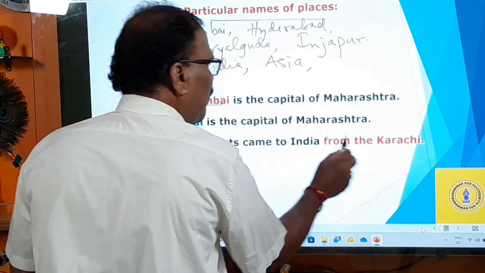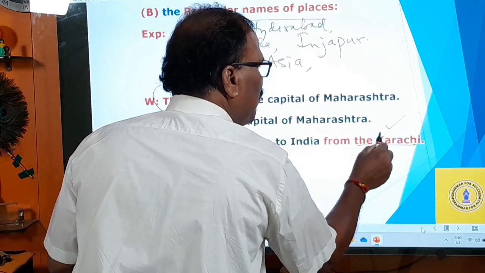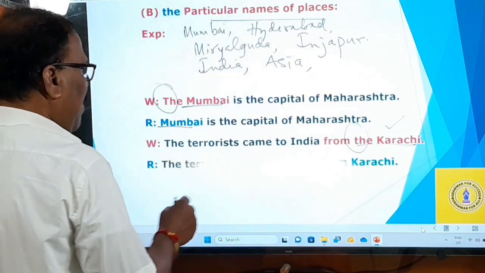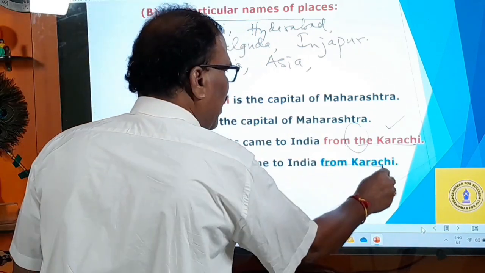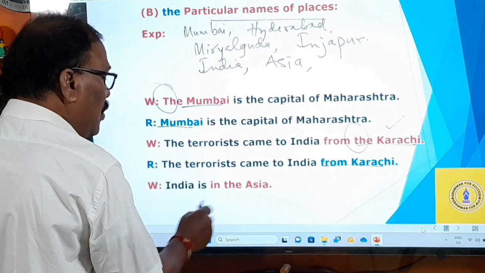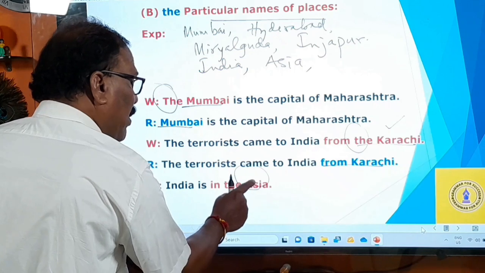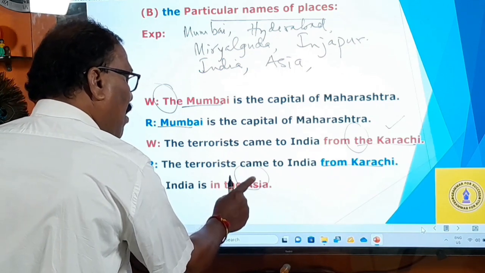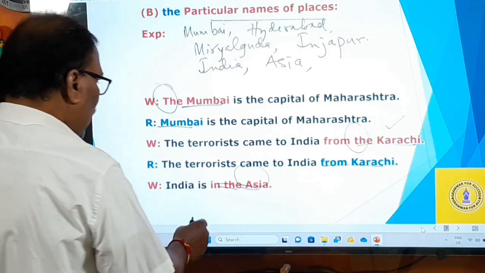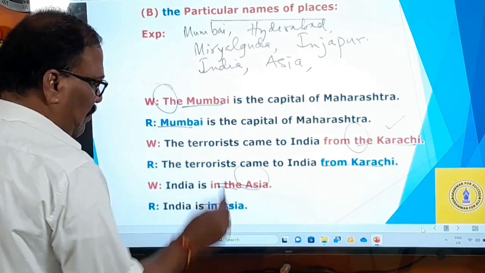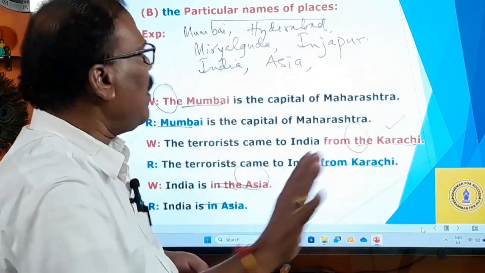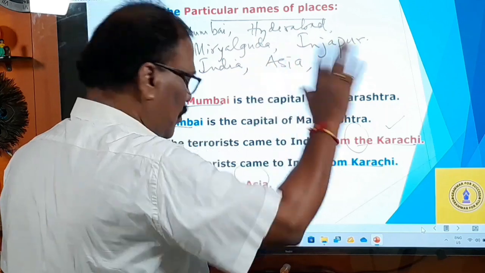The terrorists came to India from the Karachi. Karachi is a proper noun, a proper name. So therefore, we should not use any article before that. The terrorists came to India from Karachi itself is enough. And the next example, India is in the Asia. Asia is a continent, a proper noun, the particular name of a continent. So before that, we should not use any article, and therefore, India is in Asia, that itself is enough. So in this way, before the particular names of persons, we should not use any article. Before the particular names of places, we should not use any article.